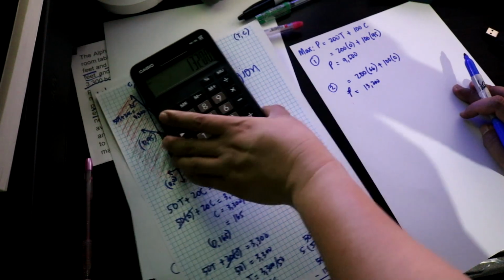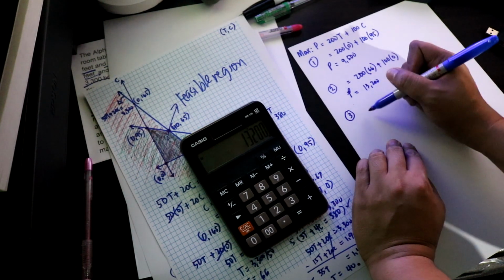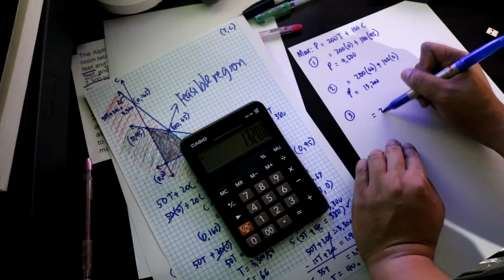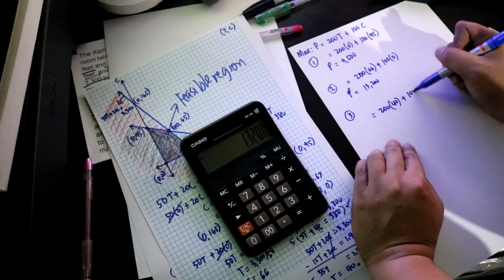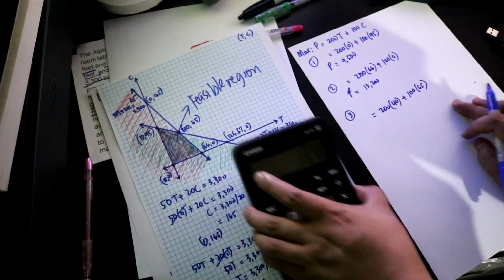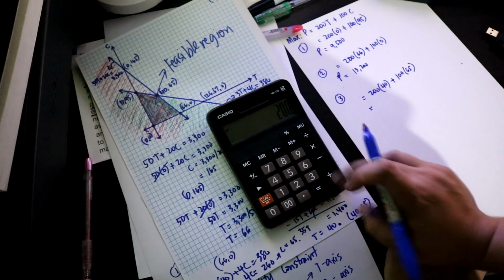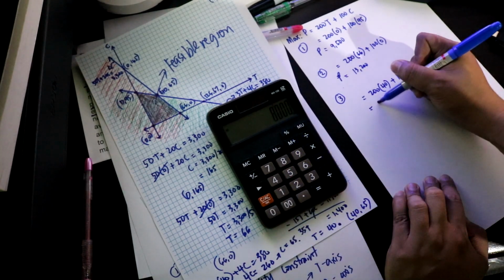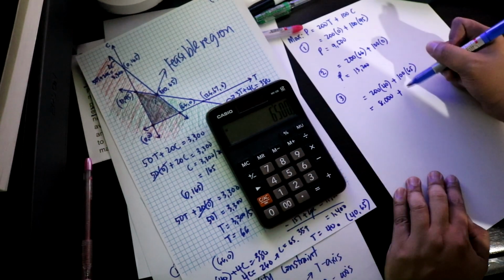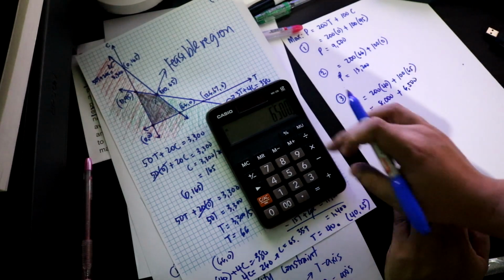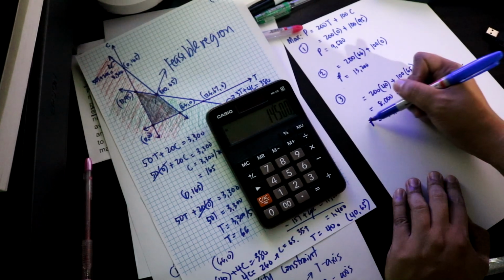But we still have one point that we have not yet tested. Let's see. So 200 times 40 plus 100 times 65, because we are going to produce 40 tables and 65 chairs. 200 times 40 is 8,000, and 100 times 65 is 6,500 plus 8,000, that would be 14,500 of profit.